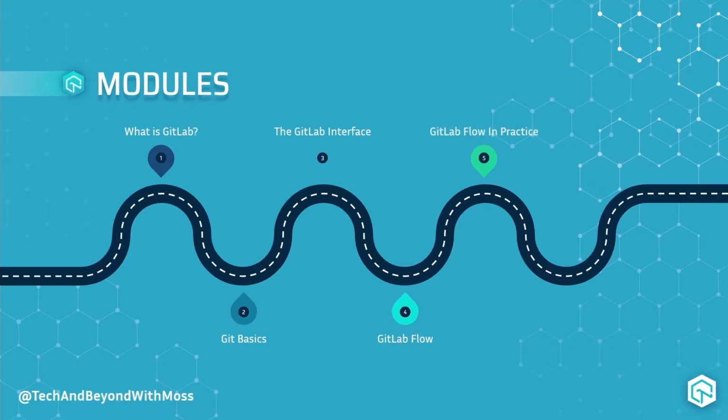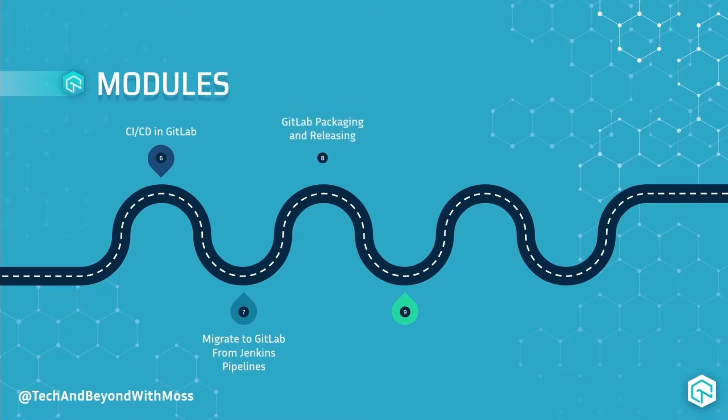GitLab flow. We'll then dive into more advanced topics, starting with how to do CI/CD in GitLab. I'll then show you how to migrate your Jenkins pipelines to GitLab CI. After that, we'll explore GitLab's packaging and releasing features. And finally, I'll show you how to integrate the LambdaTest platform with GitLab CI to perform cross-browser testing.